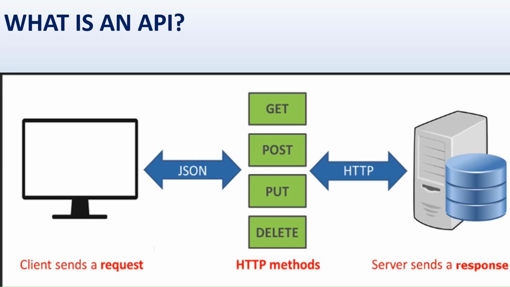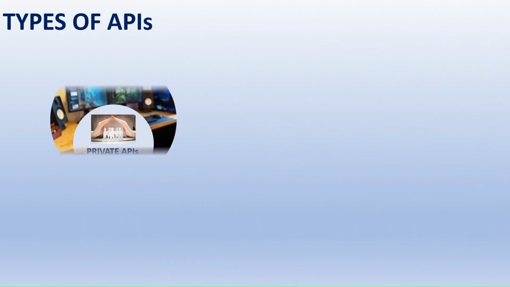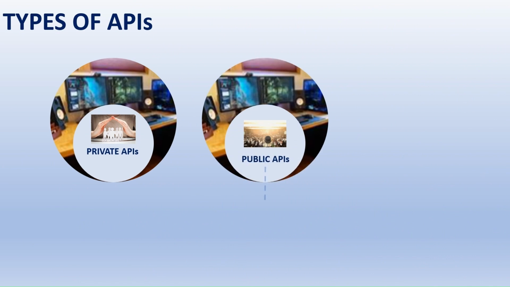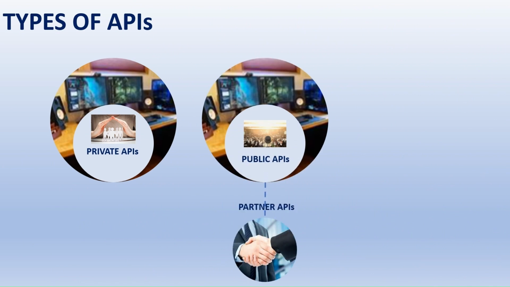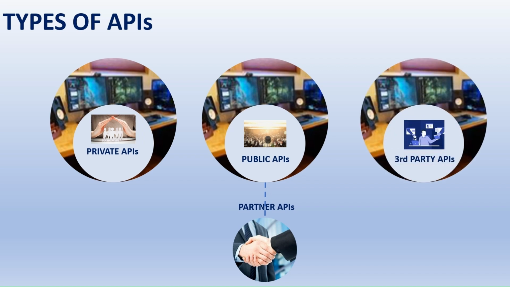APIs can be divided into different categories based on their accessibility, usage, and target audience. Private APIs, also known as internal APIs, are created and maintained by companies for their own internal use. They help in communication between different components or services within an organization's infrastructure and are not meant to be used by external developers.